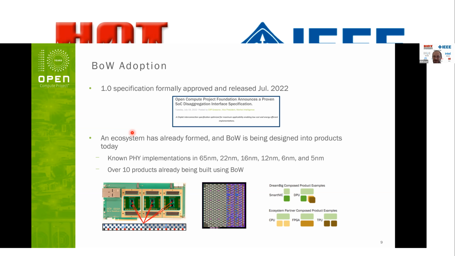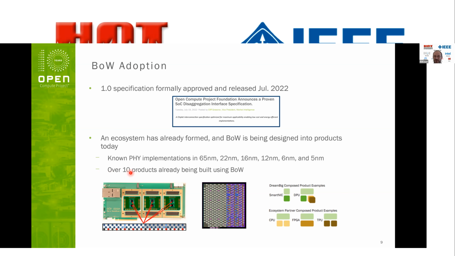The specification was formally approved and released just a little bit over a month ago. I can point folks to further announcements on that if you're interested. But I think the more important point is that an ecosystem around Bunch of Wires has already formed, and Bunch of Wires is being designed into products essentially today. So there are known PHY implementations from a number of different companies in 65 nanometer, 22 nanometer, 16 nanometer, 12 nanometer, 6 nanometer, 5. In fact, there's even a couple more that we're not explicitly listing here. So you can see it's covering, as I said in the beginning, a very broad range of process technologies. And that's reflecting the fact that we intended very specifically for the specification to be usable across the broadest range of applications that's possible.